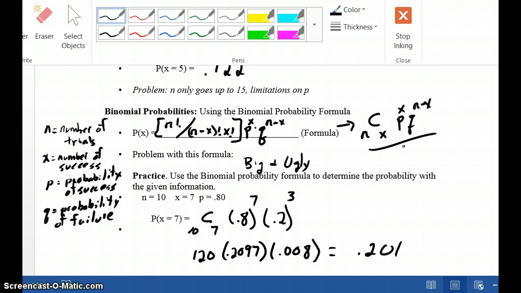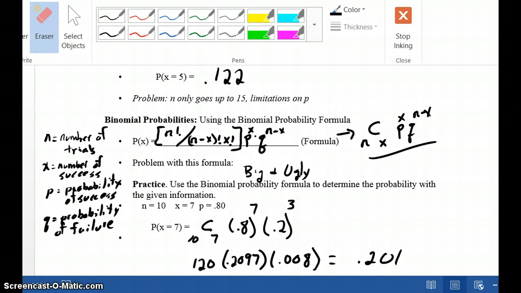Notice the order doesn't matter where I have those 7 successes. That's why we have combinations, because the order doesn't matter, but I must have 7 successes, so I have 0.8 to the 7th power. If I have 7 successes, then I must have 3 failures, and the chance of those failures would be 0.2. So if I multiply all this up, I've got combinations 10 choose 7 is 120, 0.8 to the 7th is 0.2097, and 0.2 to the 3rd is 0.008. Multiplying that, I get 0.201, and that's my probability of having 7 successes out of 10 tries, given that each try I have an 80% chance of success.